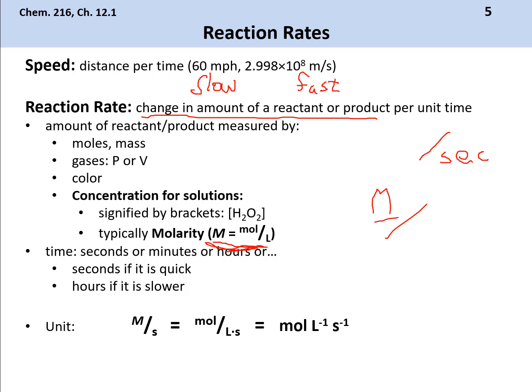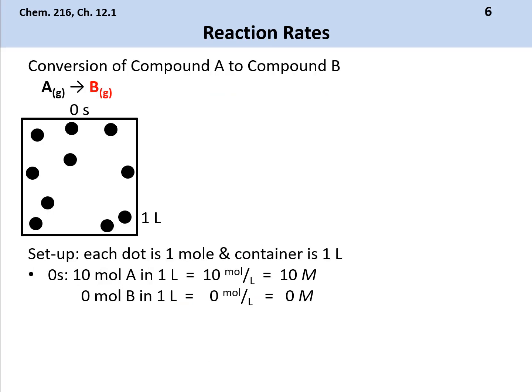We can also write this as moles per liter second, or moles, liters to the -1, seconds to the -1. We're going to use all three of these. They all mean the same. All right, so let's look at a reaction and let's figure out reaction rates.